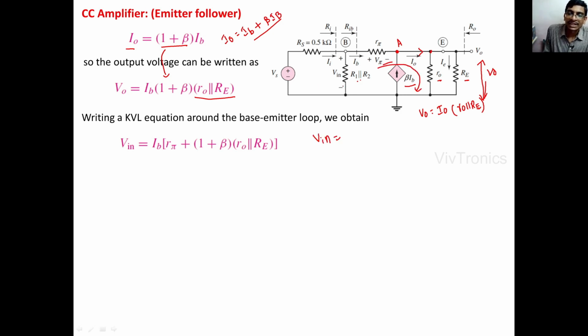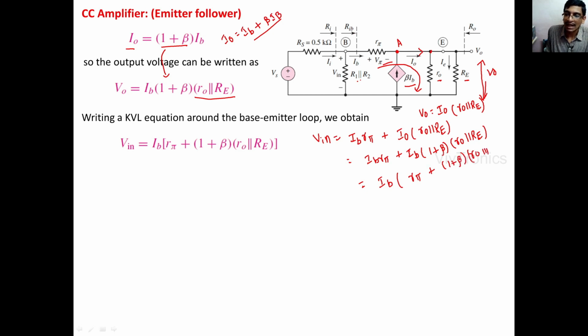Now we can write the KVL in this loop: VI in is equal to IB into R pi plus I naught into R naught parallel RE. Like this we can write, and we know that I naught is equal to IB into 1 plus beta. So we get IB into R pi plus IB into 1 plus beta times R naught parallel RE. Okay, from this we can common the IB from both terms. Therefore, IB into R pi plus 1 plus beta into R naught parallel RE.